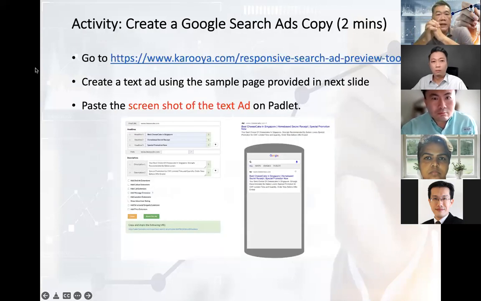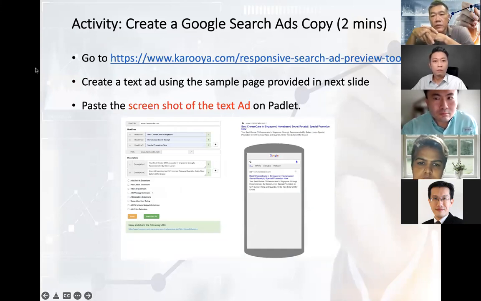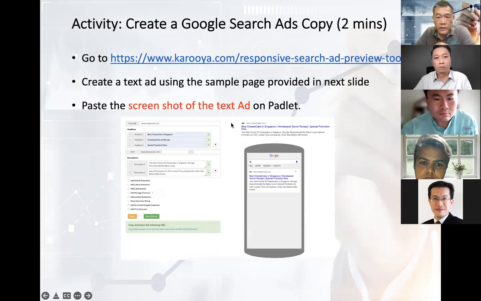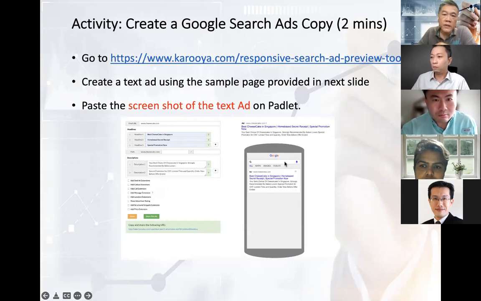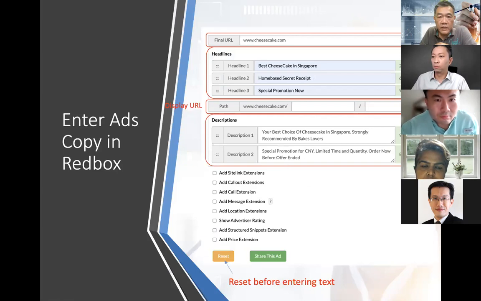Okay, right. Now we should proceed to practice what we have learned just now using Karuya, which is a free site for us to create a preview of Google Ads. When you log on to Karuya, you will see this screen. You input your text on this site, and then you screen capture the outputs into Padlet, right?